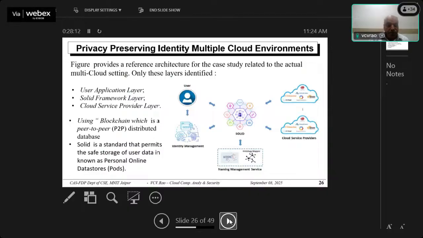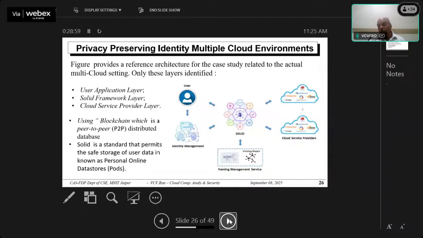Now, people have made some effort on a reference architecture for a multi-cloud setting. In a multi-cloud setting, you have many layers: the user application layer, the solid framework layer, where the user data is stored, and the cloud service layer. The concept of blockchain is also used for distributed databases in the multi-cloud environment. This is another research area which many are now contributing to: a multi-cloud environment, privacy preserving, and distributed database applications, and how we really handle them.